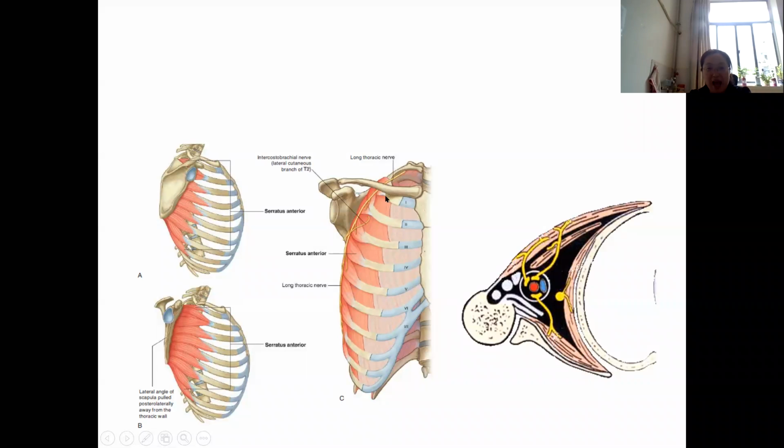The medial wall consists of the upper four ribs and the corresponding muscles. From superficial to deep, we can find the serratus anterior muscle, intercostalis externus, and the intercostalis interni muscles.